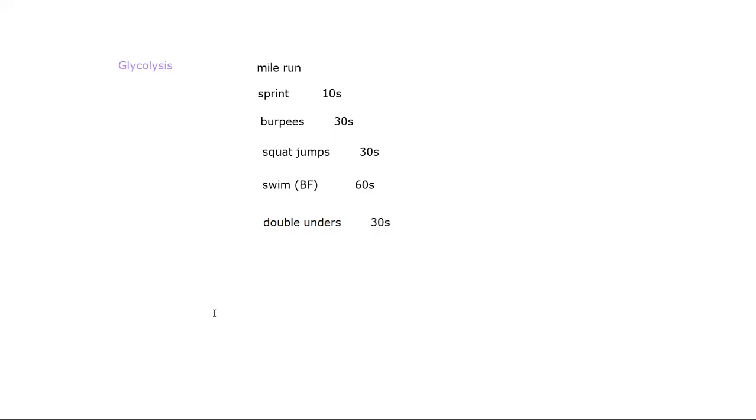So you guys have just written your workout for the day. You've got to do a mile run as fast as you can, because if you do an easy mile run, it's aerobic. So this has got to be a mile at your fastest pace. As soon as you finish the mile, you have a 10-second sprint. Then you go immediately into 30-second burpees, immediately into 30 seconds of squat jumps. Then you jump in the pool and swim butterfly for a minute. Then you jump out of the pool, grab your rope, and do 30 seconds of double unders. Is everybody okay with this? Or would you like to make some adjustments?